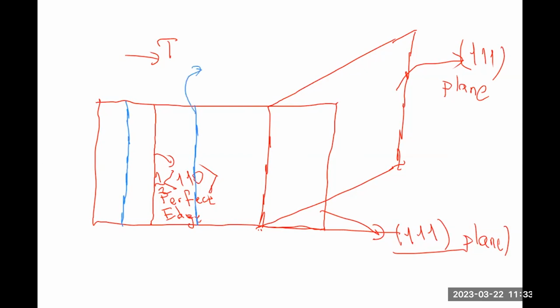Let's investigate Shockley partials first. Tell me the Burgers vector of a Shockley partial. Ahmet Enes, what is the Burgers vector of a Shockley partial? 110 again.